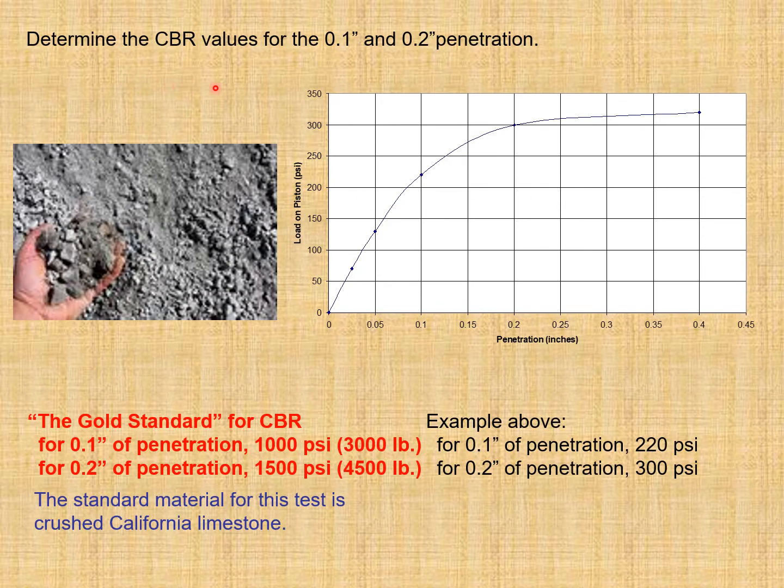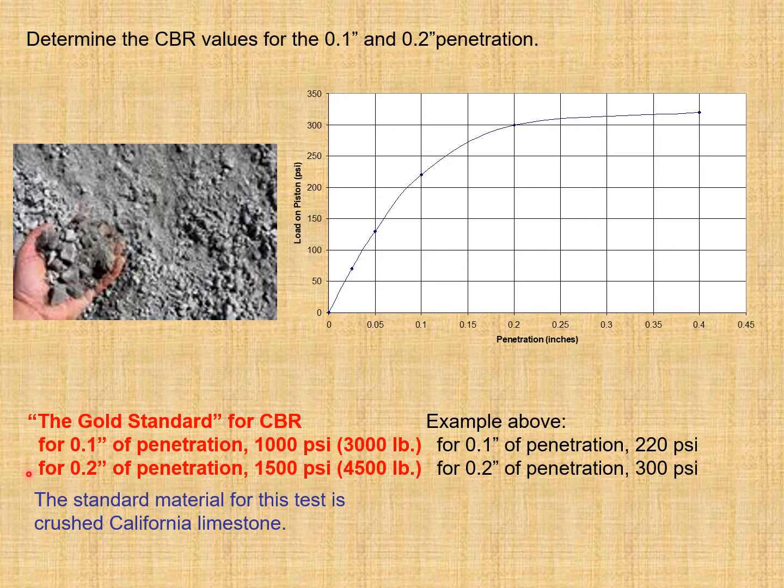So to determine the CBR values for the 0.1 inch and 0.2 inch penetration, this plot is to be used. We know that the gold standard for CBR for 0.1 inches of penetration is 1000 psi pressure, or you can say 3000 pound is the standard load corresponding to 0.1 inch penetration. And for 0.2 inches of penetration, 1500 psi is the standard pressure, or you can say 4500 pound is the standard load for 0.2 inch penetration.